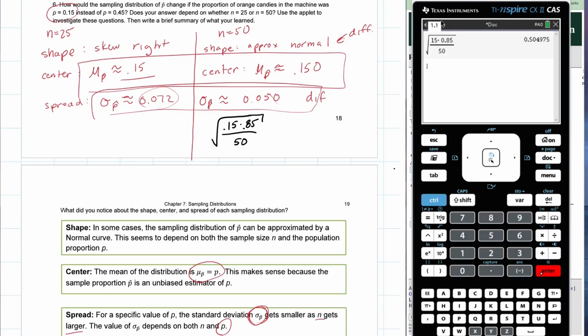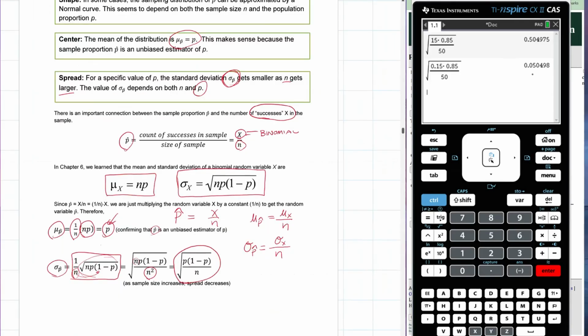Did I write that down wrong? Oh, I can see I entered it in wrong. Let me try that again. That's not 15. That's supposed to be 0.15. Let's try that again. 0.0505. And we had 0.050 something. So indeed, we can see that the simulation is really close to the theoretical value for that standard deviation.